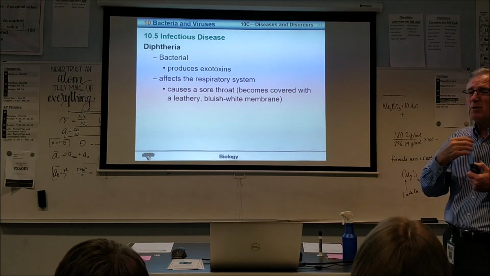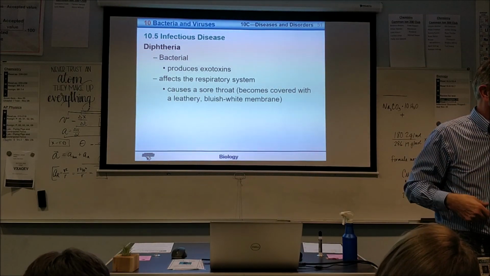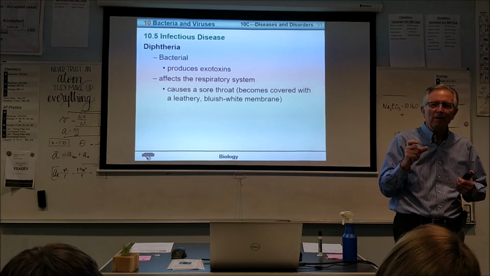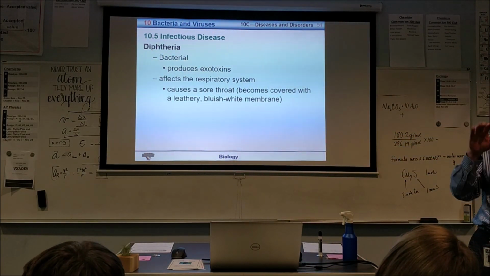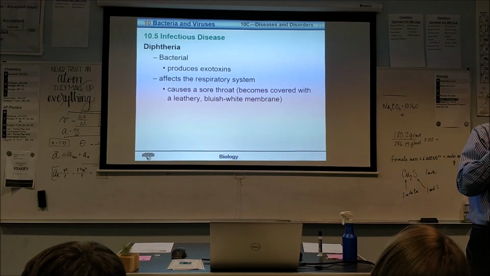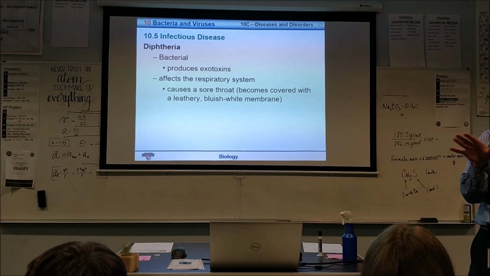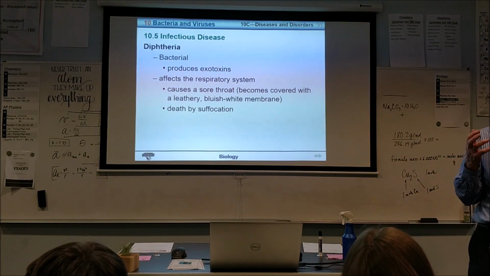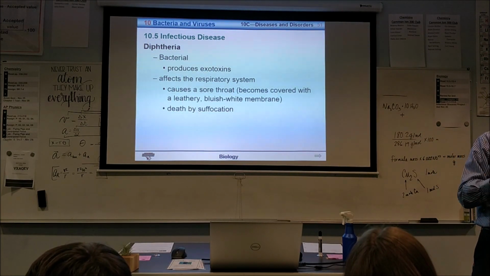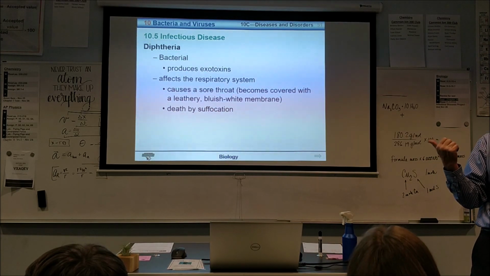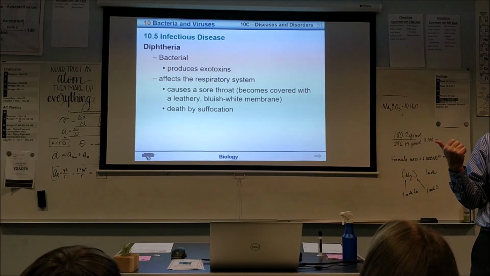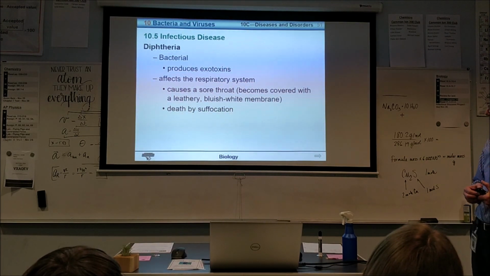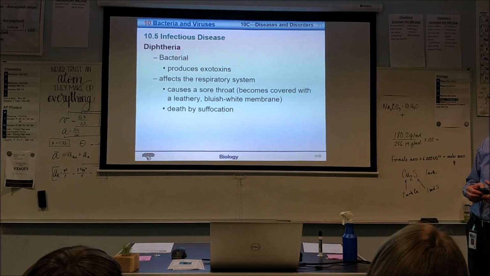Remember, this is affecting the respiratory system, which starts up in your nose and goes all the way down into your lungs. Along the way, these areas happen to be covered with a leathery, bluish-white membrane that covers the surface instead of it being reddish or pinkish colored. This will block areas for oxygen to get to and ultimately can cause people to suffocate to death. So that's one of the reasons why we don't want anybody to get this disease. So we have in the past vaccinated for these so that no one will get them.